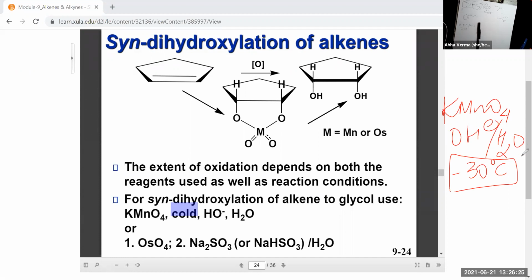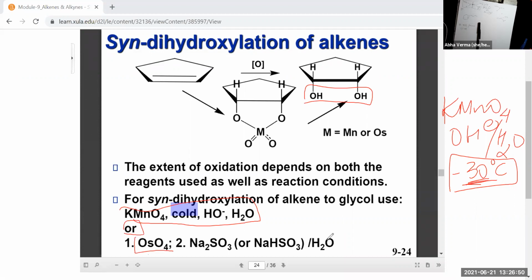Okay, so did I tell you that it is cold? Anybody? Did I tell you it is cold or not? Yes. Very good. So you have to make sure that you take care of the conditions. Having cold KMnO4 is very important. Otherwise, your dihydroxylation will not occur. Something else will occur. We are not going to cover that part in our course today.